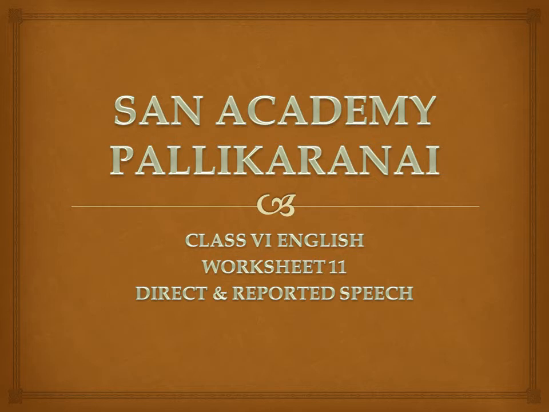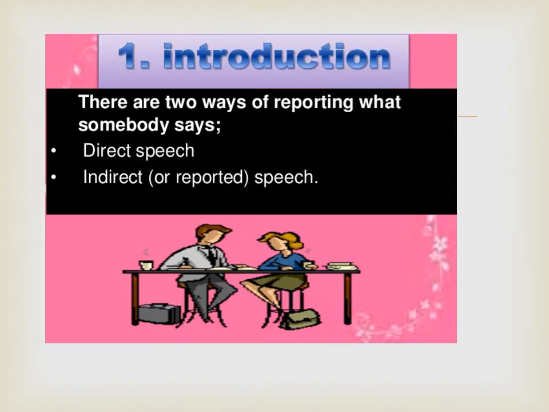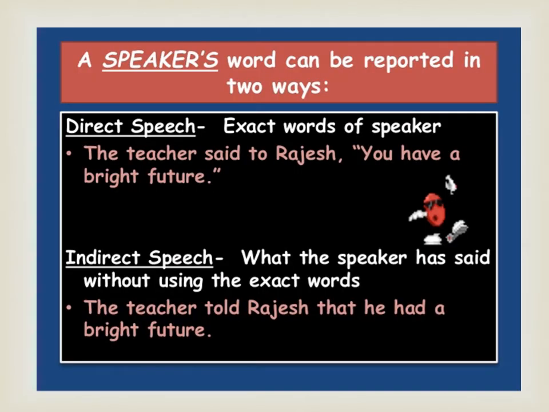So today we are going to see an interesting grammar topic. The name of the topic is direct speech and indirect speech. Indirect speech is also known as reported speech, children. Now let us start. There are two ways of reporting what somebody says. First is direct speech, the other one indirect speech or reported speech. A speaker's words can be reported in two ways, children. One is direct speech, the other one is indirect speech.